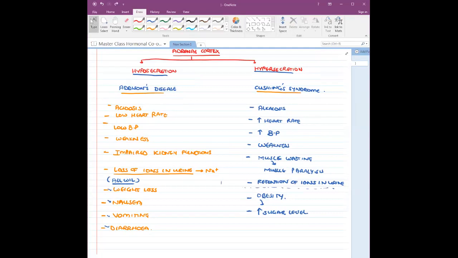Will they suffer from diabetes too? No, no, no. They will not suffer from diabetes at all in this case. We're just saying only the sugar level in the body is going to increase, not amounting to diabetes.